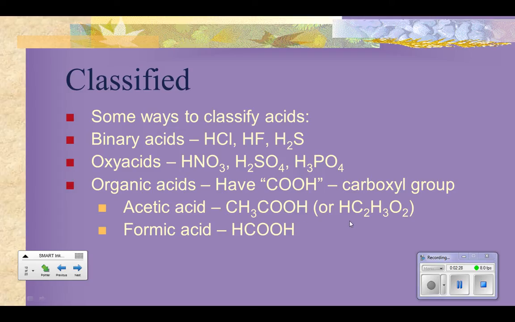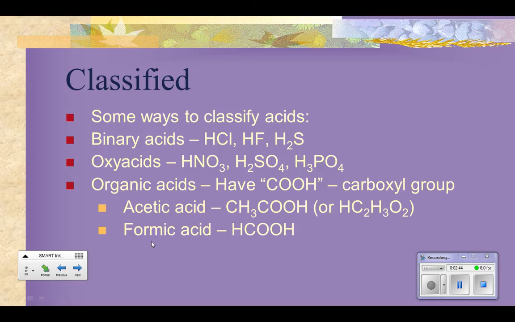Acetic acid is vinegar. Vinegar is a weak solution of acetic acid. Acetic acid can be stronger, I'm sorry, not stronger, more concentrated. Vinegar is something like 3% acetic acid. So it has that very strong vinegar smell.